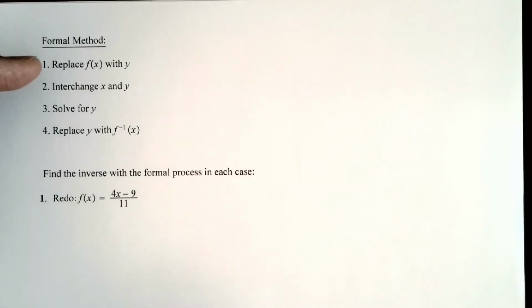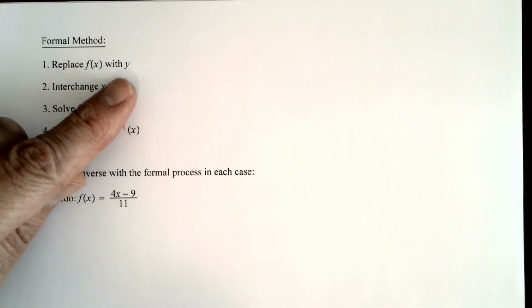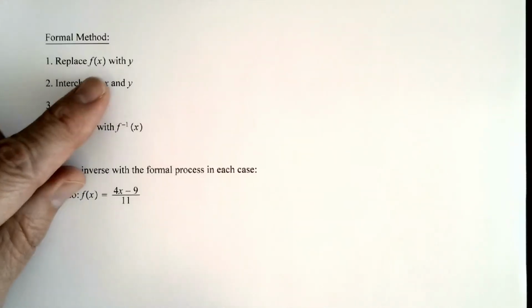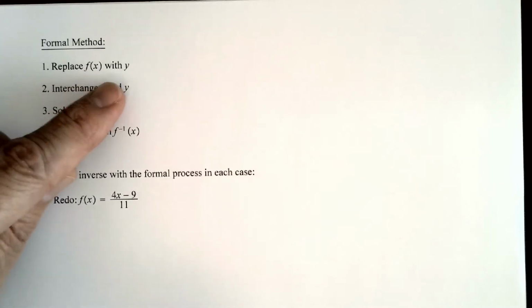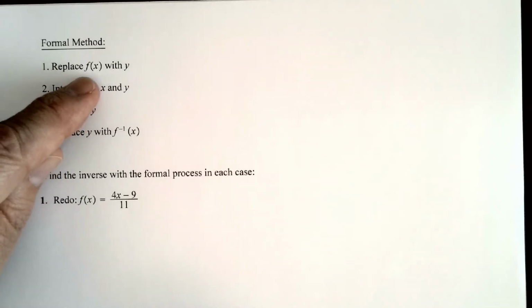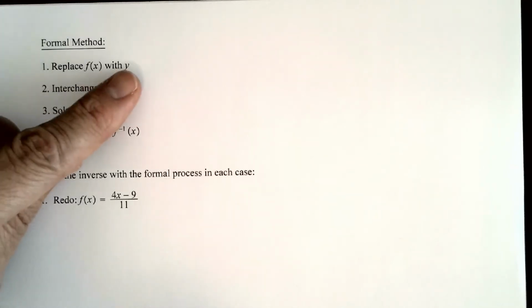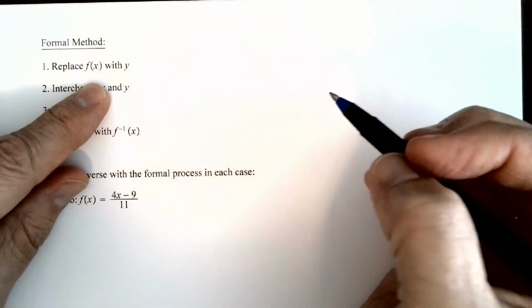Step one is to replace f of x with y, and this is just for convenience. It's a little cumbersome to deal with the expression f of x, as we're going to be basically solving an equation, and so it's just much easier to replace it. F of x is a variable. It's the output of the function f at x, and so we can use the variable y to represent that, right? In fact, we're saying y is equal to f of x.